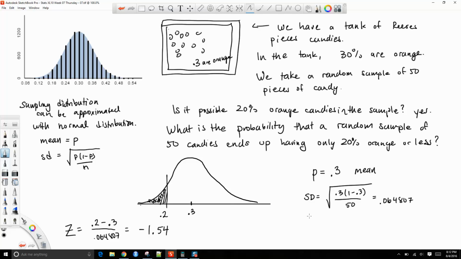We have a question. Where do you put the 0.2 minus 0.3 then? Because the question said, is it possible that only 20% of the candies are orange? And so that's going to be 0.2. The mean is the number in the middle, which is our population proportion, 0.3. I want to know the area over here, so I'm doing 0.2 minus 0.3. We're getting the distance from the mean, and we want it in standard deviations. So this value is 1.54 standard deviations below the mean.